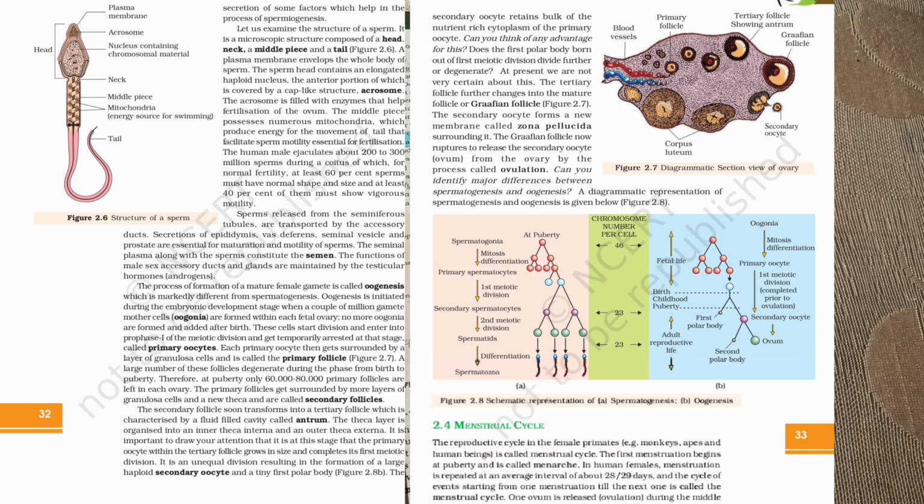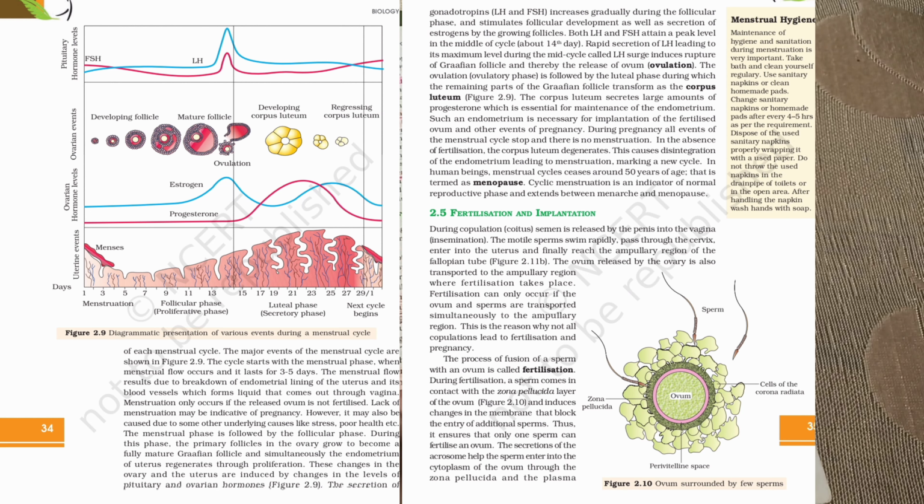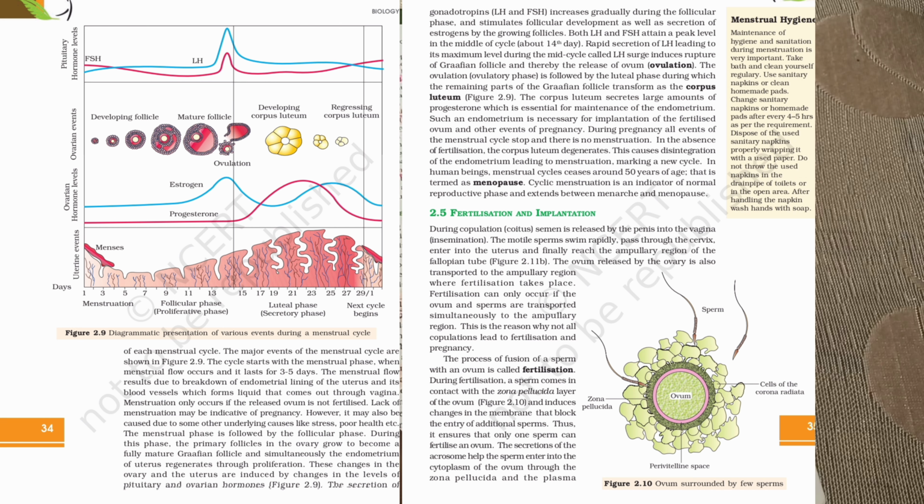One ovum is released (ovulation) during the middle of each menstrual cycle. The major events of the menstrual cycle are shown in figure 3.9. The cycle starts with the menstrual phase, when menstrual flow occurs and it lasts for 3 to 5 days. The menstrual flow results due to breakdown of the endometrial lining of the uterus and its blood vessels, which forms liquid that comes out through the vagina.